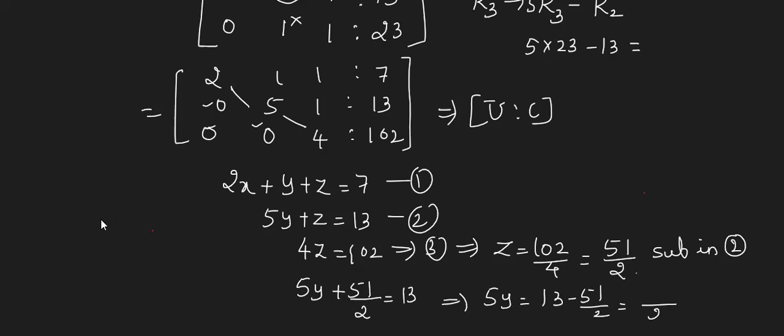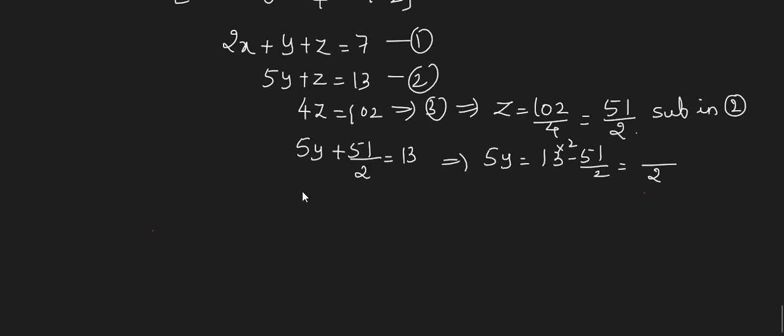Simplify. Take LCM as 2. Multiply 13 by 2, that is 26. Tell me, 26 minus 51 is how much? Minus 25. Therefore, 5y is minus 25 by 2. If I shift my 5, it comes in the denominator. So 5 ones are 5, 5 5s are 25. Is the answer right? y is minus 5 by 2.